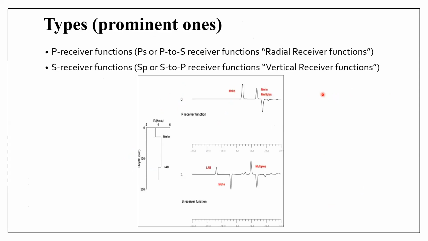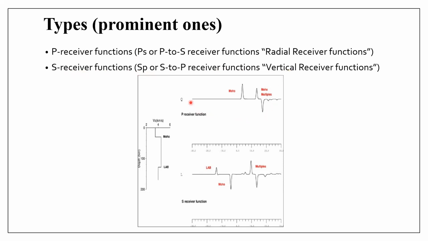So if we talk about types of receiver functions, there are majorly two types: the P receiver function, which is also sometimes called the PS receiver function or P2S receiver function and also known as the radial receiver function. And there is another type, the S receiver function, which in some literature you will find called the SE receiver function or S2P receiver function, also known as the vertical receiver function. There is another type of receiver function as well, which is known as the transverse receiver function.